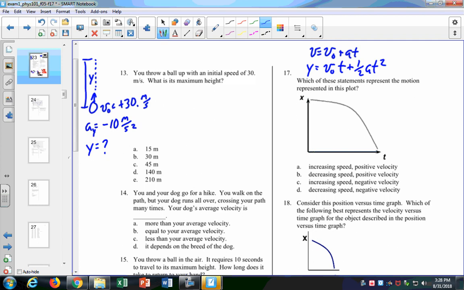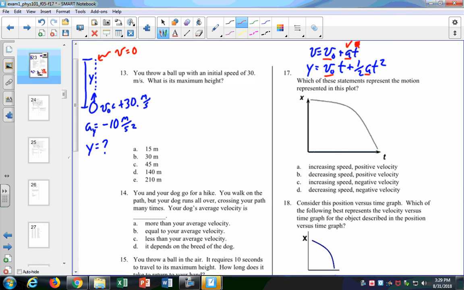And then I go through and I ask myself, what do I know and what do I not know? Well, I know A. I don't know T. I know V naught and A, but I don't know T. Do I know what V is? V is the velocity at the top. Do I know what that value is? It's 0. All right, we did that today. It stops up at the top. So the velocity at the top is 0. Now, I know this, and I know this, but I don't know Y and I don't know T.